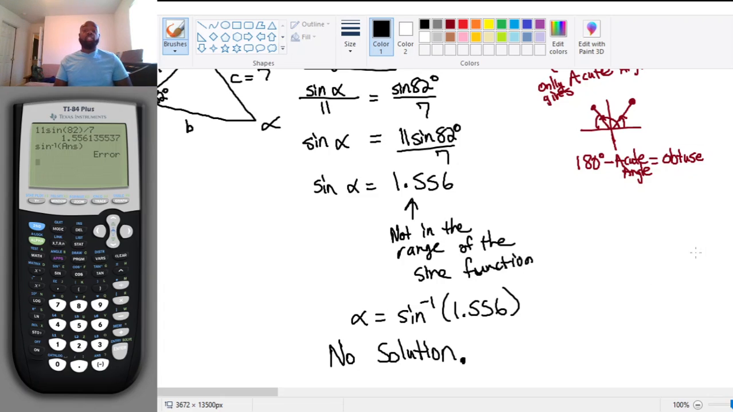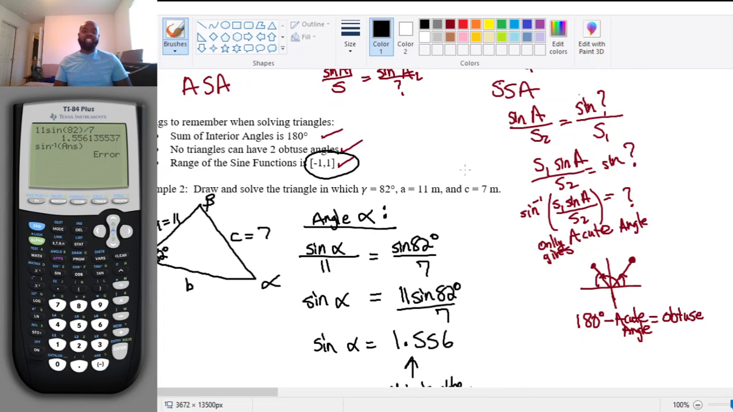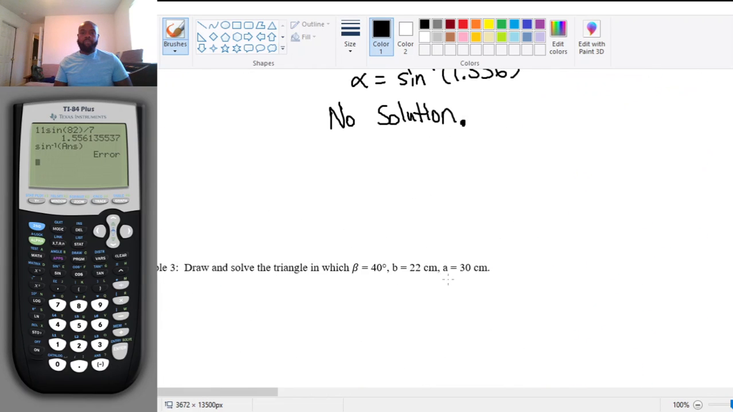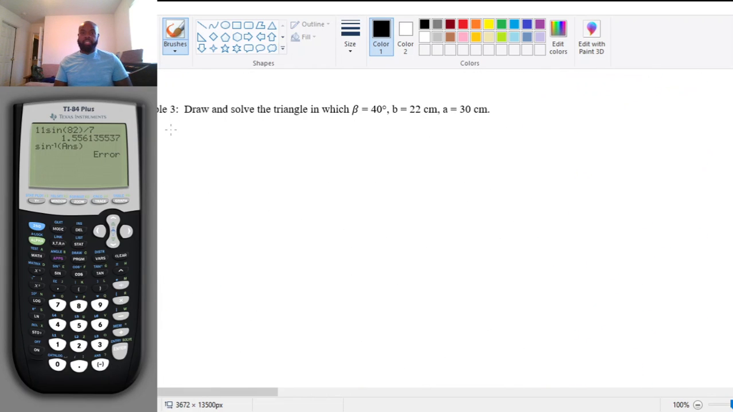And so this is that ambiguous case. Notice I had a side and a non-included angle. So we got that side and non-included angle, and we have an ambiguous case. I'm actually going to skip the next example in our notes because I want to tell you about some other stuff. This is going to take a very long time to complete, so we're going to do this face to face.